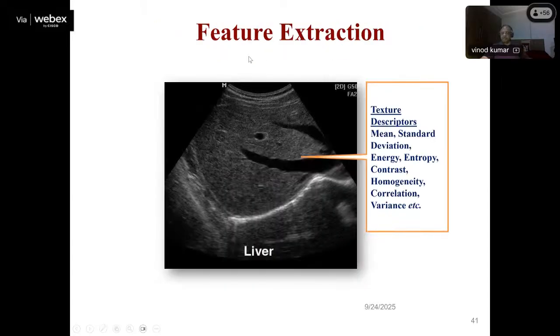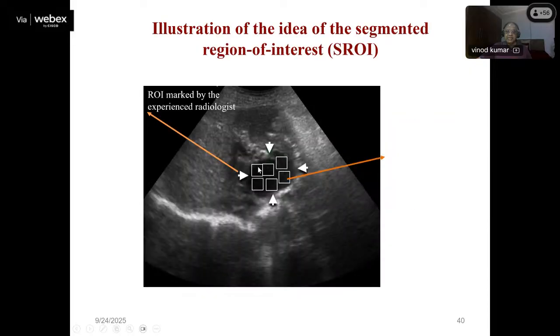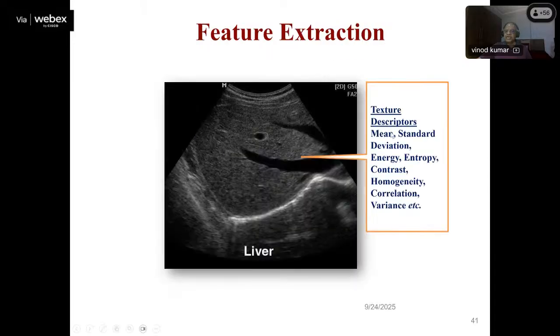So now comes the feature extraction, how features are extracted. Once we have selected the patch, if it is 50 by 50, that means we have 50 into 50, 2500 pixels. Using those 2500 pixels, we can calculate mean value, standard deviation, energy, entropy, contrast, homogeneity, correlation, variance.